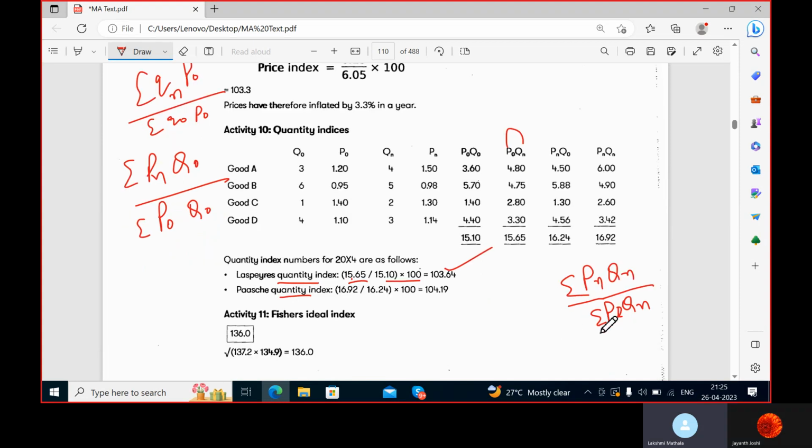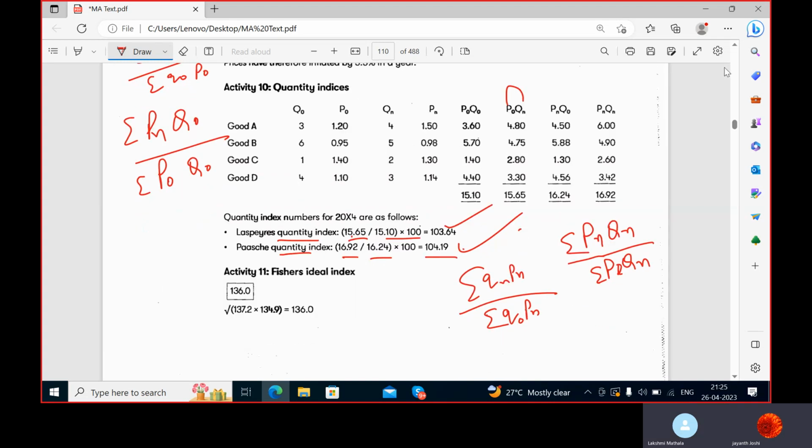So this is for price index. Now quantity: Qn Pn is 16.92 divided by Q naught Pn, 16.24. We get 4.19% extra. That's it. Shall we move forward?